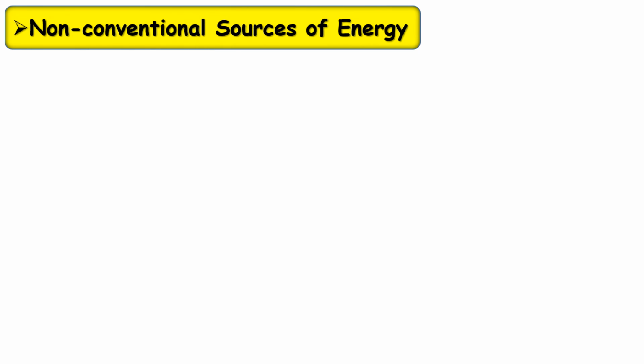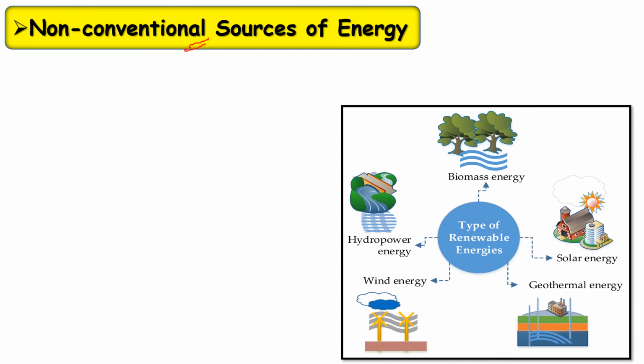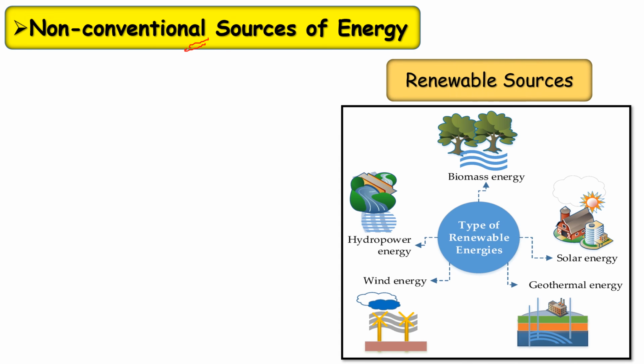Now another source of energy is known as the non-conventional sources of energy. Non-conventional means not very traditional. People had these sources, but they were not being used or seen as a source of energy. These are also called renewable sources. The energy that we can get from plants, trees and organic matter is called biomass energy.